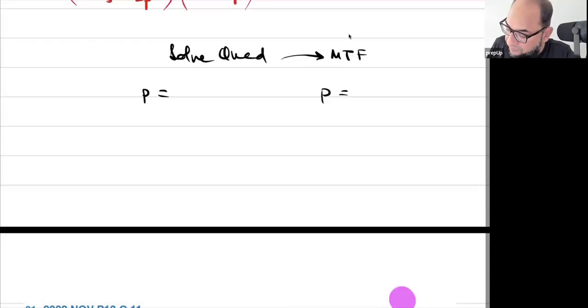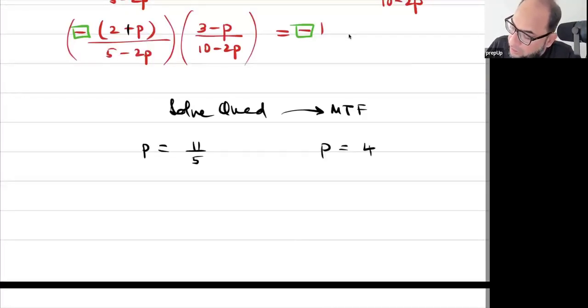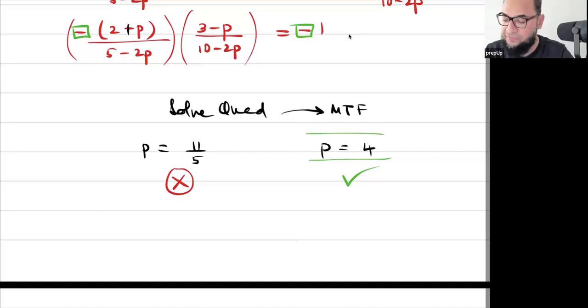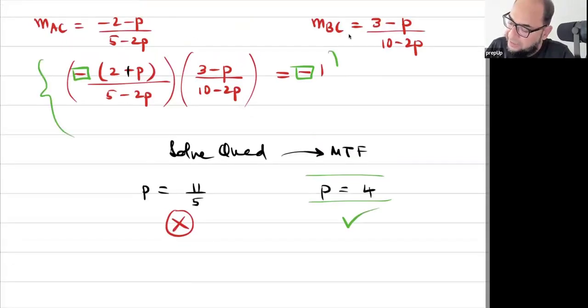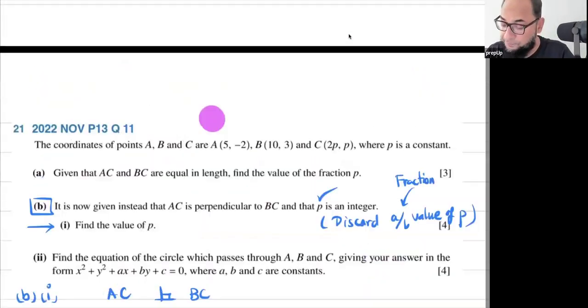So we have 11 over 5, we have 4, we reject this one, we accept this one. So that's the only value that we get. So this factorization and simplification, basic O-level stuff, just avoid the positive negative sign mistakes. I also made a mistake, I corrected it, and that's how you proceed.